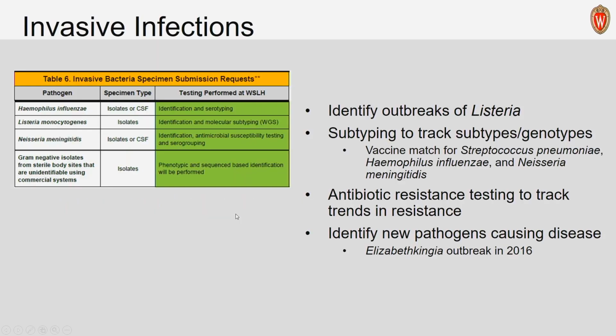And now on to our invasive infections. Now I mentioned before that this is a little bit of a catch-all group. We are looking for things causing CNS disease in sterile sites. So we're looking for things like Haemophilus influenzae, Listeria monocytogenes, Neisseria meningitidis, but really anything weird and unusual. This is where we kind of have that catch-all ask for this. And as I mentioned, this is where we detect things like Elizabethkingia.